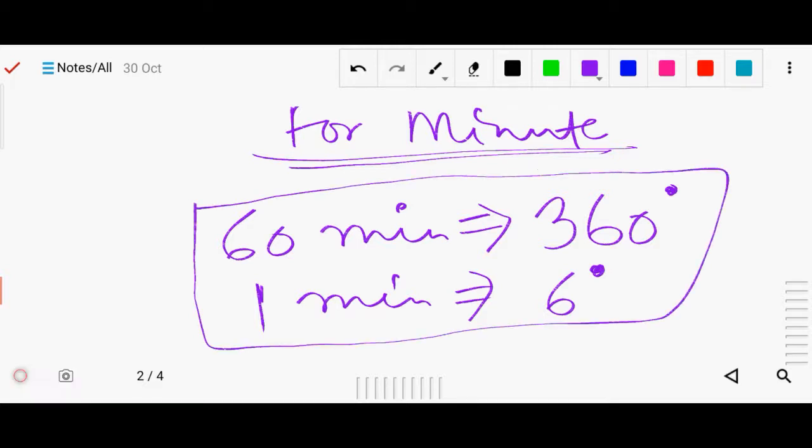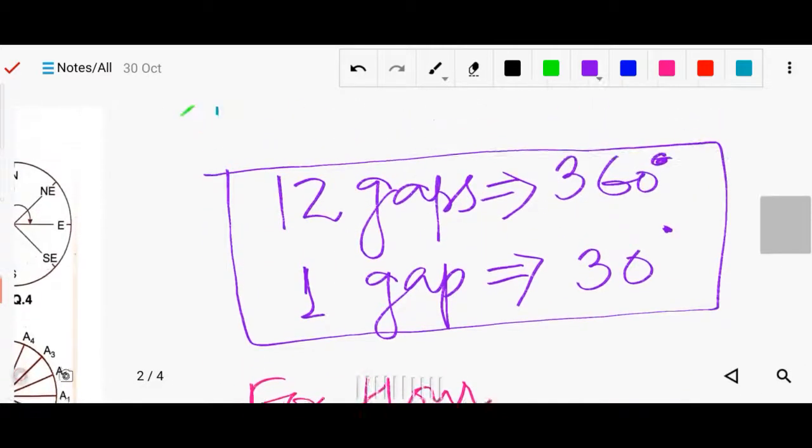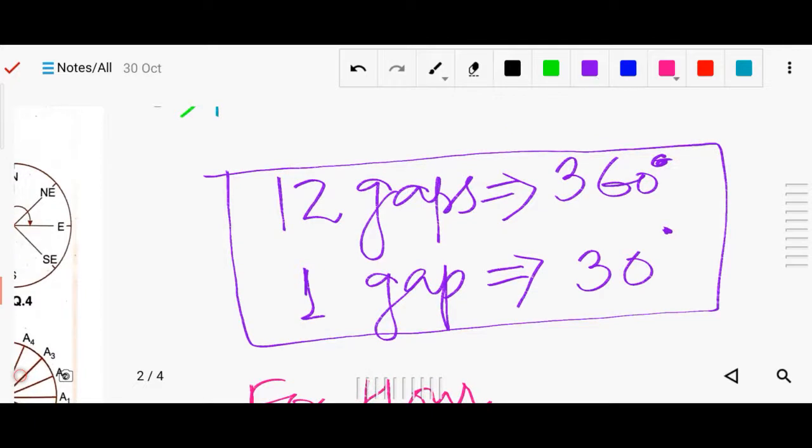Very important, please write down in your copy and learn why it is 12 gap 360: this clock is divided into 12 parts, so you divide 360 by 12, and you will get 30 degrees.